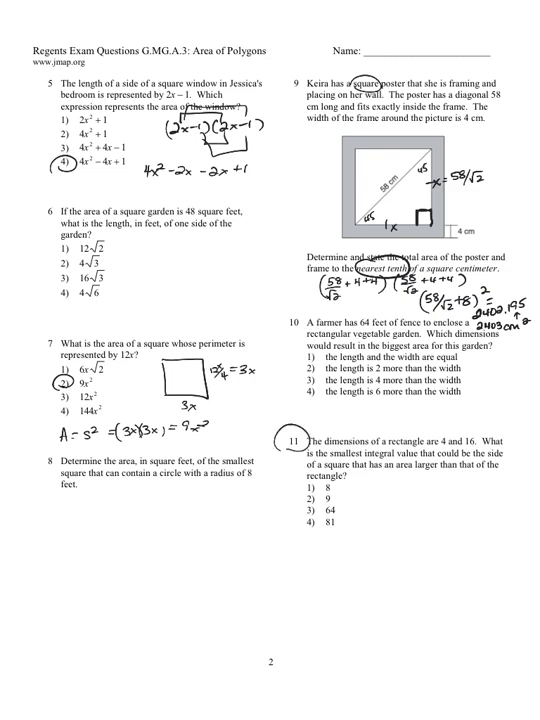Number 11. The dimensions of a rectangle are 4 and 16. What is the smallest integral value that could be the side of a square that has an area larger than that of the rectangle? Okay, so first you start off, you have this rectangle that's 4 by 16. We want the smallest integral value that could be the side of a square that has an area larger than that of the rectangle.